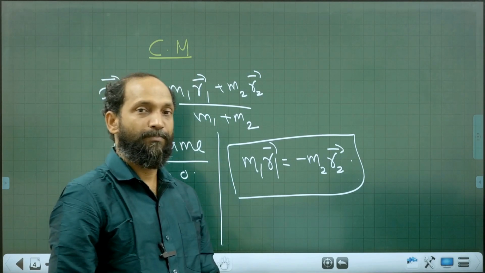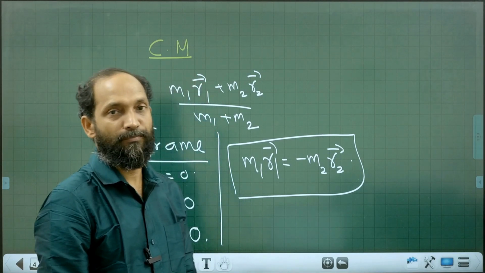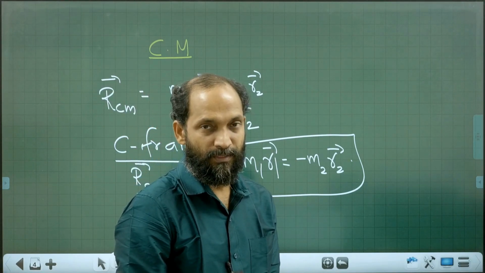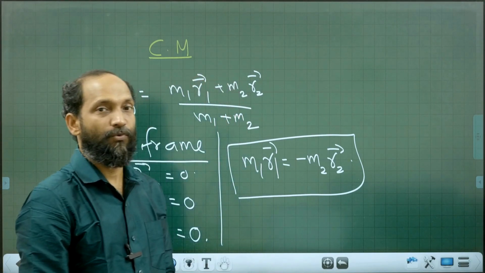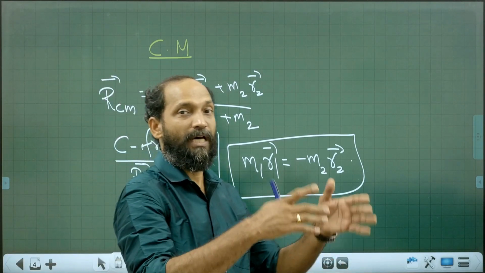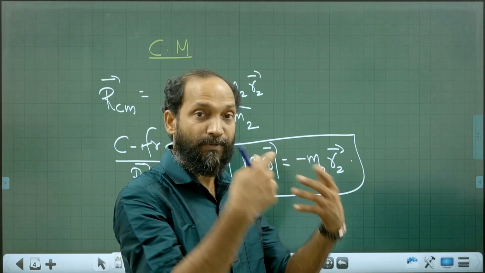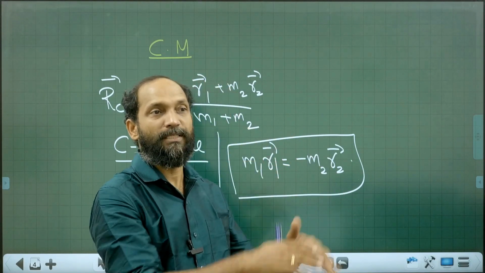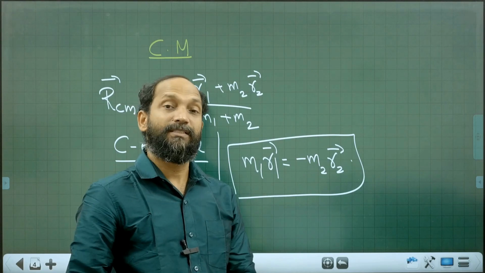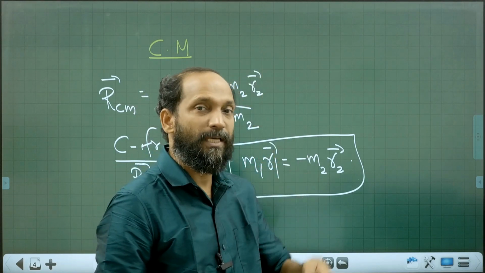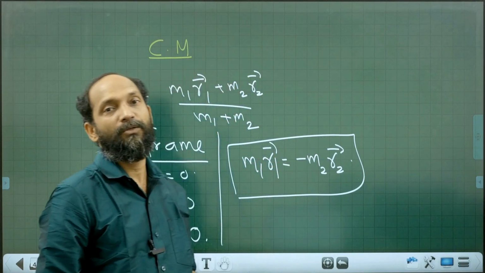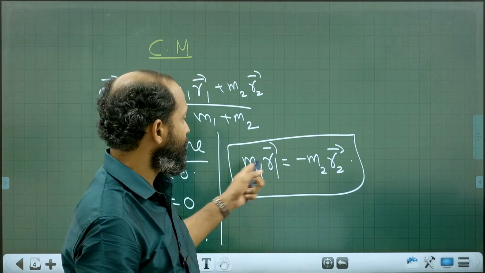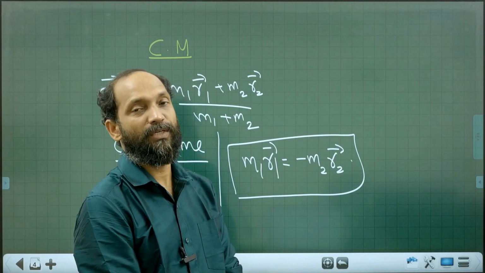For example, a person is moving on a platform that is placed on a frictionless surface. When the person walks on that rough platform, the platform itself moves back. In such situations, what is the resultant displacement of the platform or man, whatever is asked? You can use this C frame concept, m1 r1 equal to minus m2 r2.